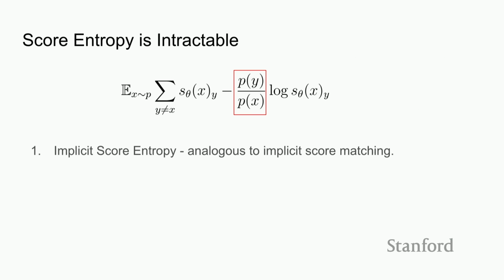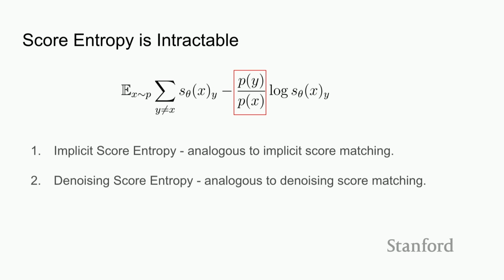We have two different ways of doing this. One of these alternative loss functions we're calling implicit score entropy. This is a natural generalization of implicit score matching, but we won't be covering it in this lecture, though it's nice to know that it exists. We also have another loss function called denoising score entropy, which is analogous to denoising score matching for our score entropy case.